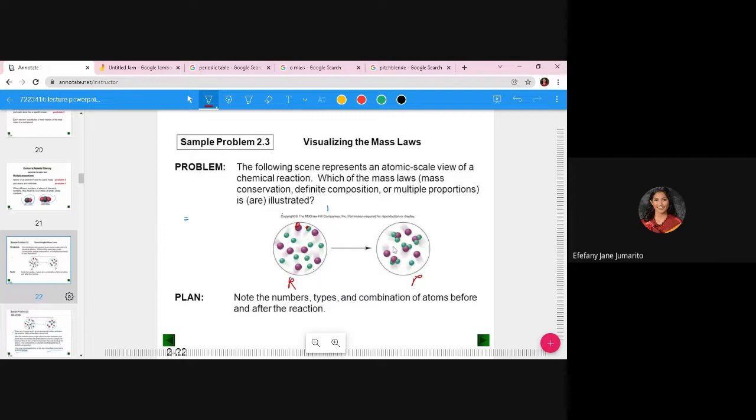Now what about multiple proportions? How is it being applied in this illustration? Multiple proportions. Okay, yes, Angeline.